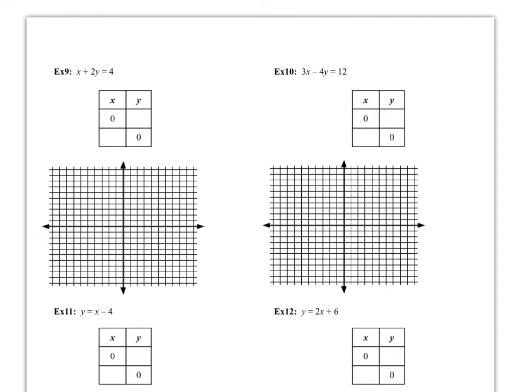Same work, you're going to do your x-intercept work over here, your y-intercept work over here. You're going to graph your 2 ordered pairs. Remember, you should have one on the x-axis, one on the y-axis when you're done, and then you're going to connect with a full line. Pay attention to your signs on example 10. Pause the video, press play when you're ready to check your answers.